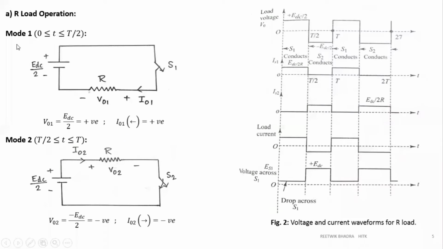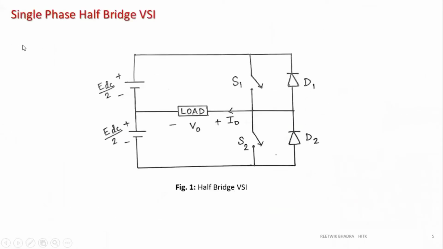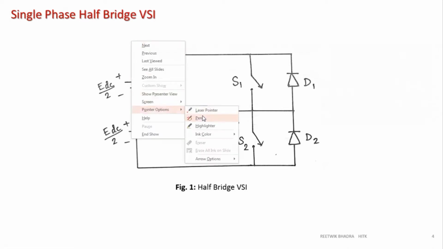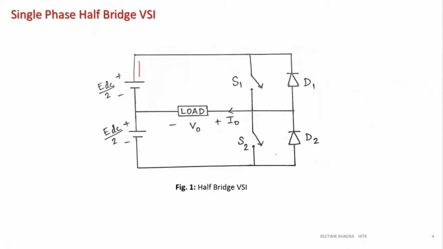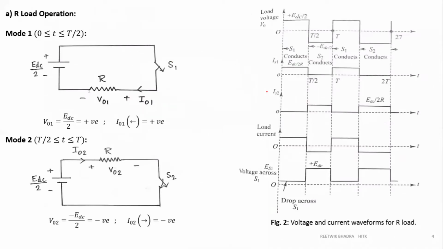Now first mode. In mode 1, what happens? My switch S1 is on, and we are taking the load to be resistive. So current starts flowing from this positive terminal, goes in this direction, flows through the switch, goes through this load, back to this negative. This diode is on, this diode is off, this diode is also off, and this is open, so no current will flow through this part. So only the upper part of this circuit remains. That is what we have drawn over here.